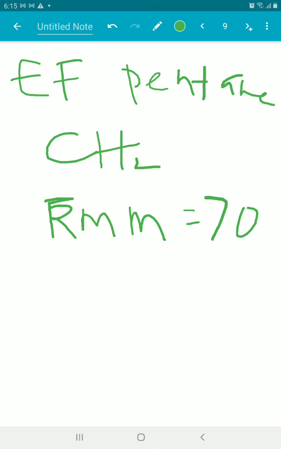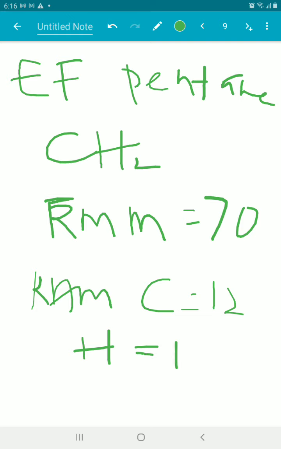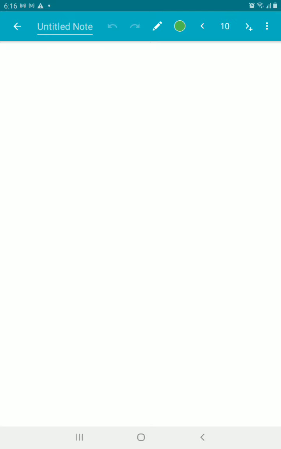The empirical formula of pentene is CH2 and the relative molecular mass is 70. Determine the molecular formula of pentene. The RAM given is: C is 12 and H is 1. Okay, so how do we get the molecular formula? Easy. First, you write this one.